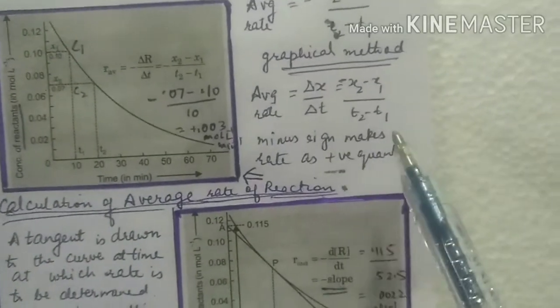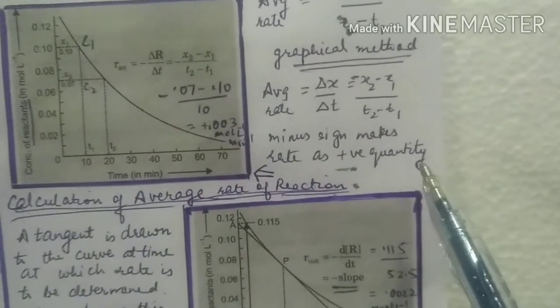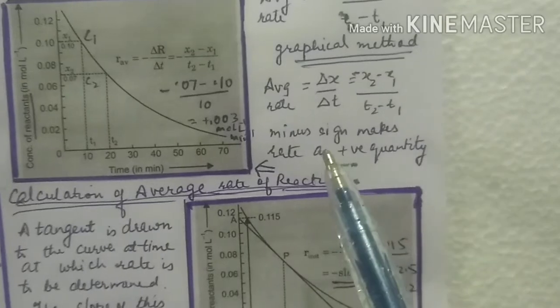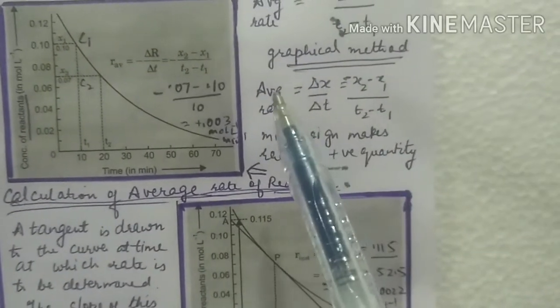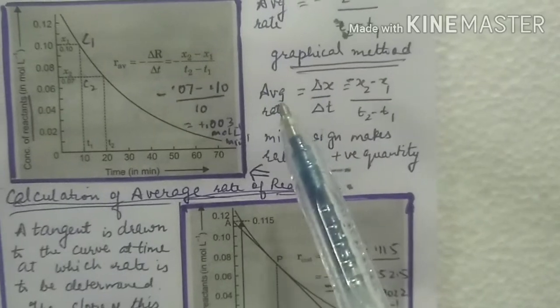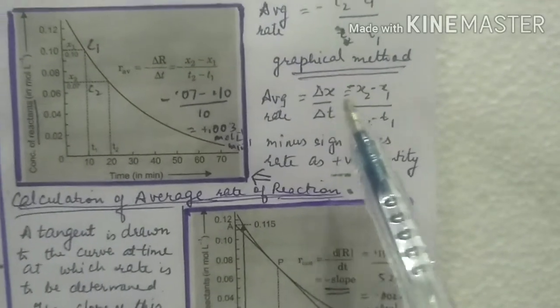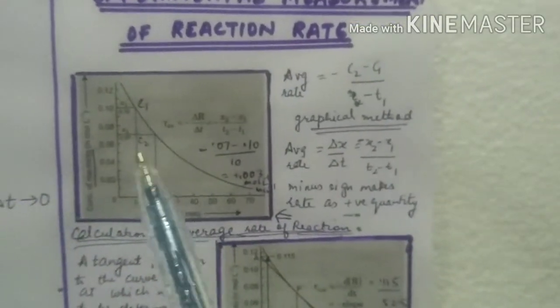The minus sign makes the rate a positive quantity, because the reaction is progressing ahead, so the rate should be positive. To make it positive, in the expression for rate, we put a negative sign before this. This is for calculation of average rate.